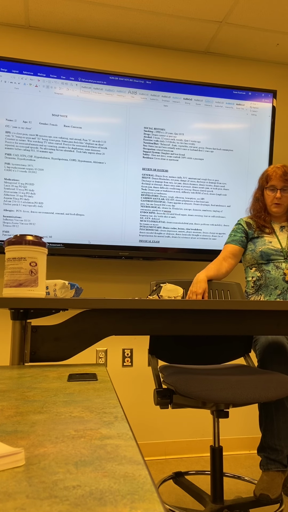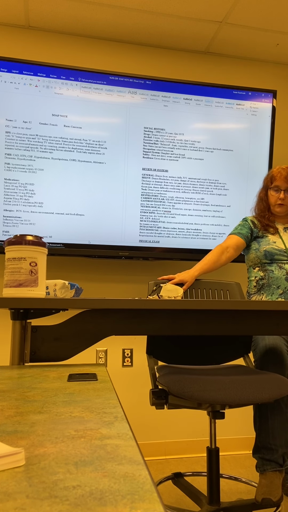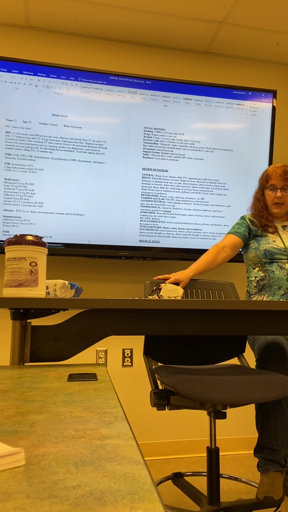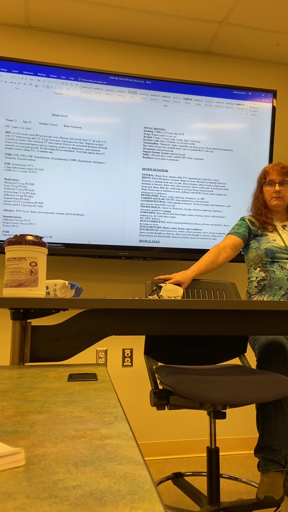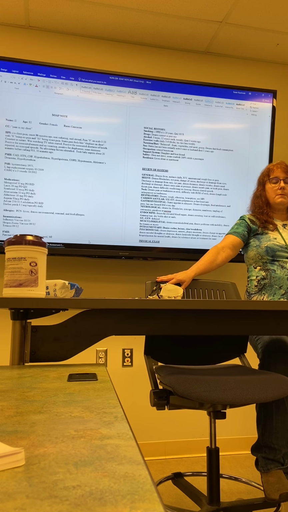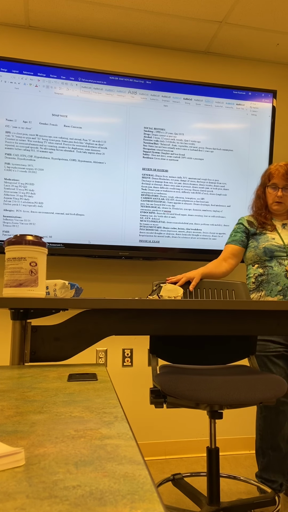So then we move into PMH, which stands for past medical history. And this person has CAD, which is coronary artery disease, HTN, which is hypertension, CHF, which is congestive heart failure. They have a history of hyperkalemia. When it's spelled with a K, it means their potassium level is elevated. If it's spelled with a C, it means their calcium level is elevated.